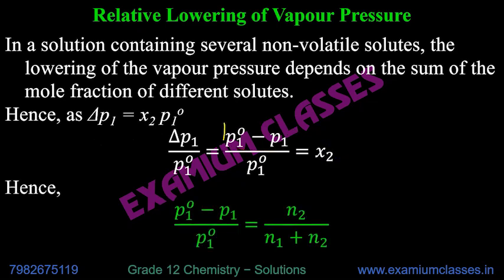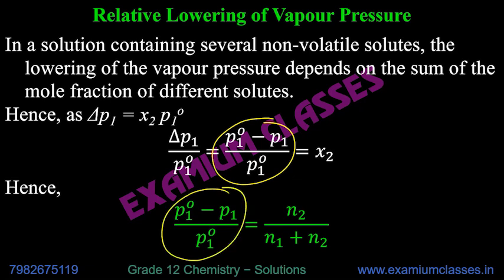Hence we can say (P1 naught minus P1) divided by P1 naught, this value is equal to the mole fraction of the second component, X2. It means N2 divided by N1 plus N2. So tell me now, this is mole fraction of what? This is mole fraction of what?